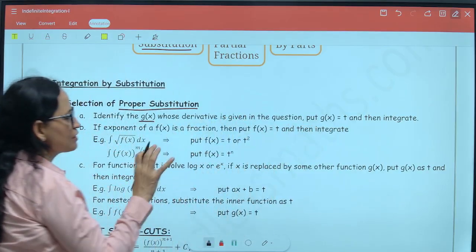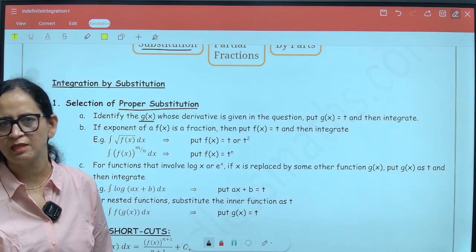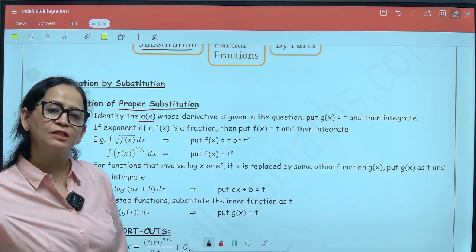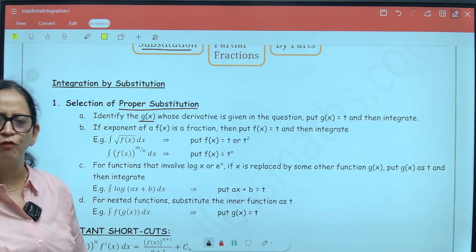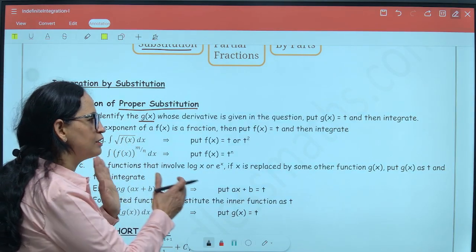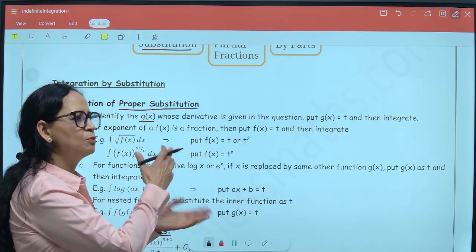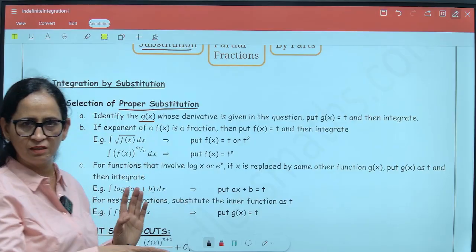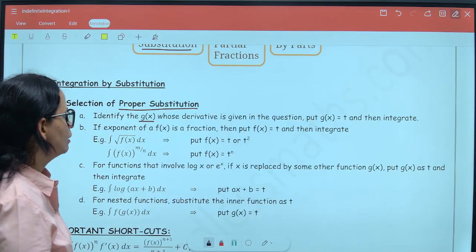So if you have something like 2x in the question and you also have x square somehow, then you put x square, the function involving x square, as a substitute for another variable t. So you have to look at the question carefully, which function has its derivative also somewhere in the numerator, denominator, or somewhere besides it. So whichever function has its derivative, put that equal to t, right?